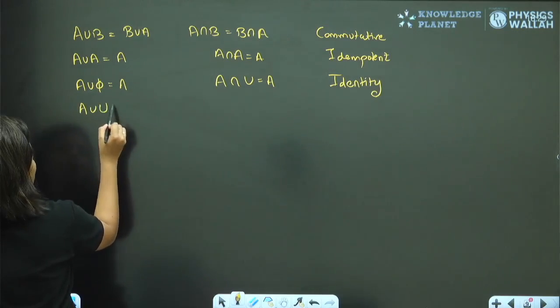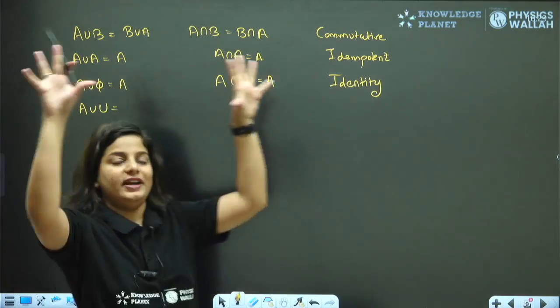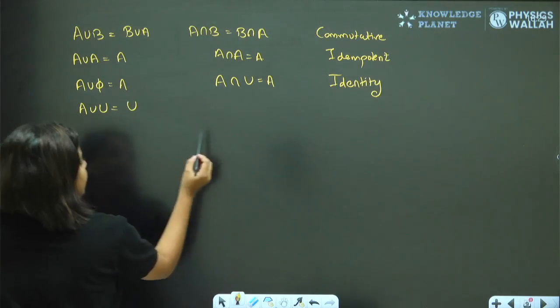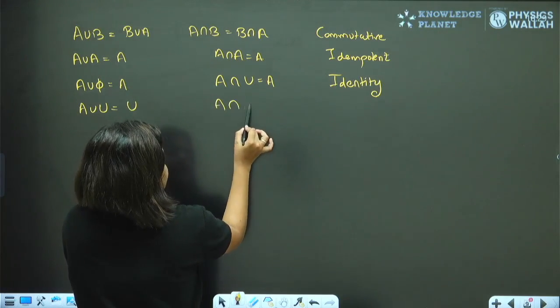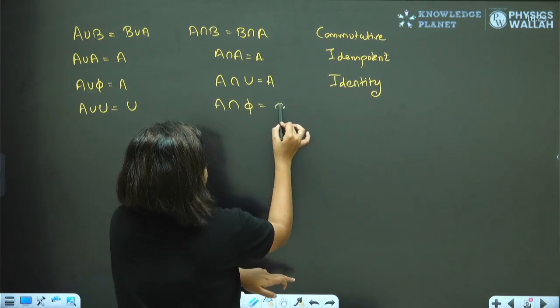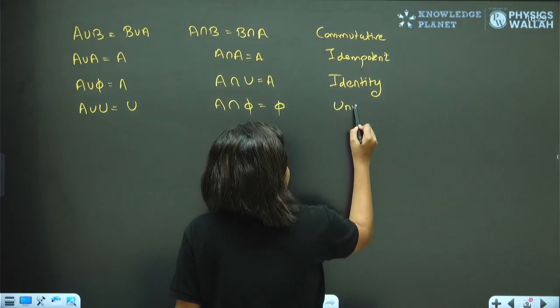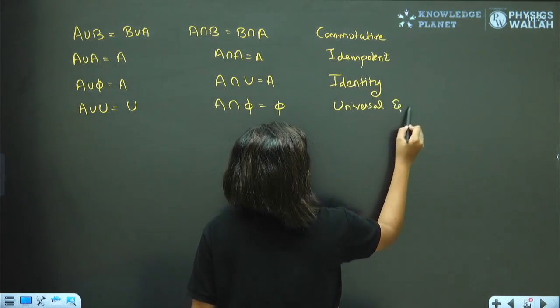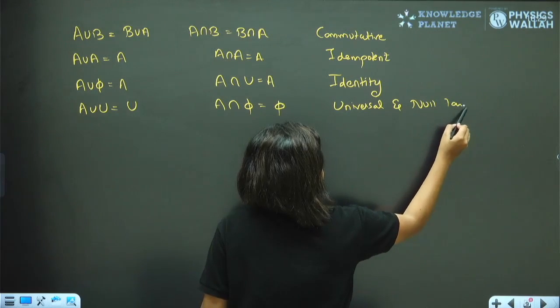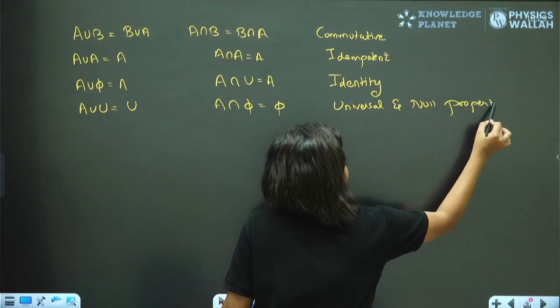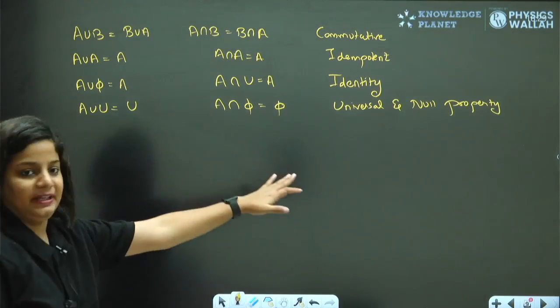A union U, when you take the union of the entire universal set with a set A, you will get the universal set, and when A is intersected with a null set, we get a null set in return. This is called the universal and null law. Right, kiddos? Universal and null property.